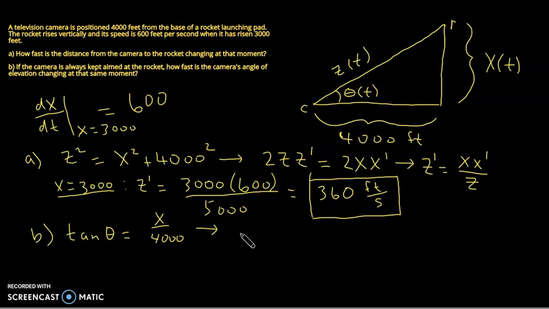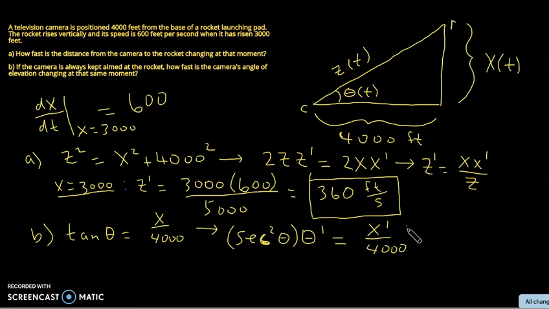Let's go ahead and use our implicit differentiation, take the derivative of each side with respect to t to get the equation that relates the rates. So the derivative of the left side is secant squared of theta times theta prime, and it's going to be equal to the derivative of the right side, but that's just x prime over 4,000.